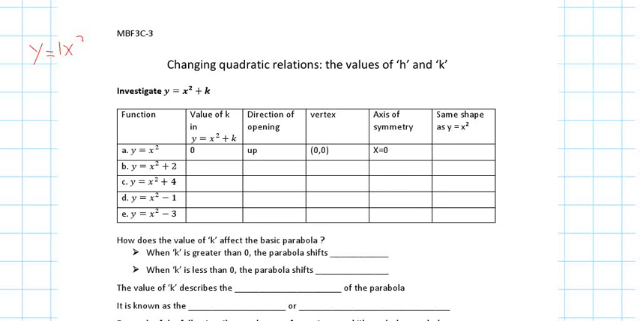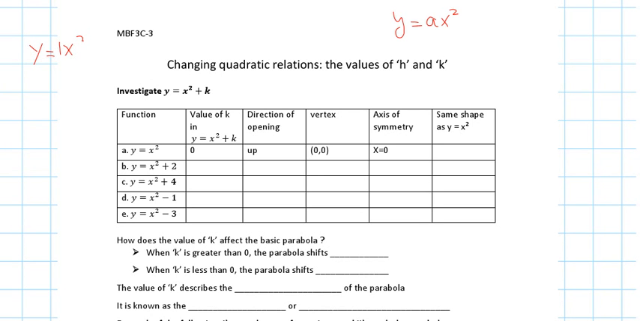So as I said, yesterday we learned about the transformations, vertical compression and vertical stretch, which dealt with the A values, the value that is multiplied by the x squared, right? And we called it A. So it's A times x squared.